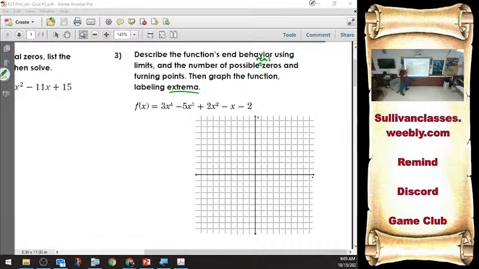Before I even start putting something on here, I already know what its end behavior is, right? Positive, even. It's my leading term test. So since I have a positive x to the even as the leading term of my polynomial, I know the limit of my function as x approaches both positive and negative infinity is infinity.